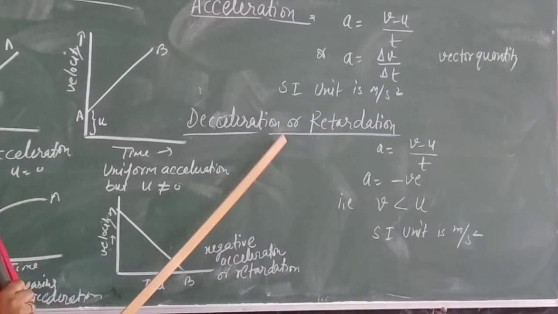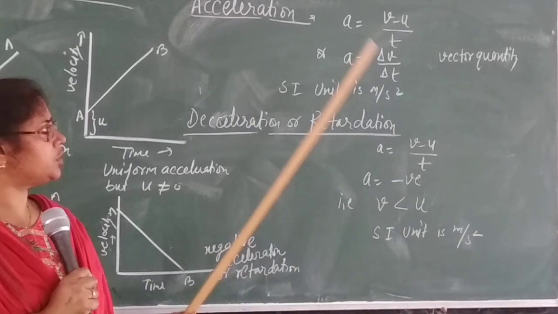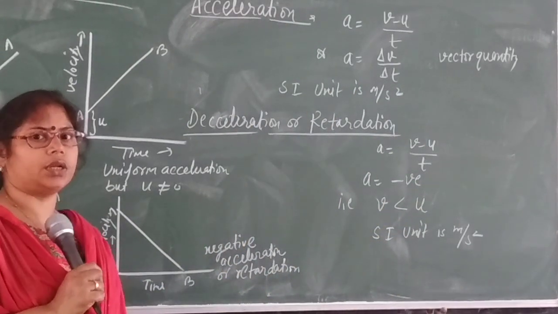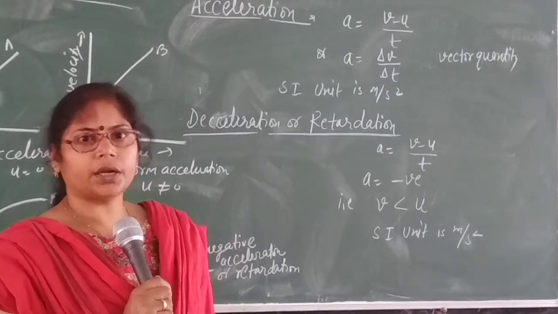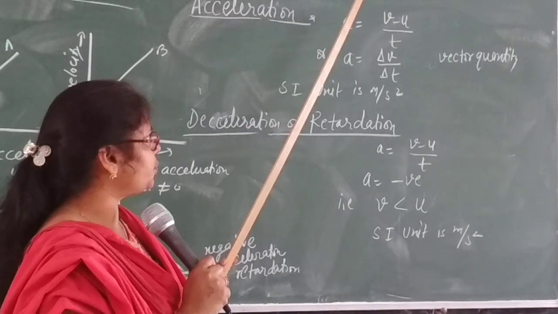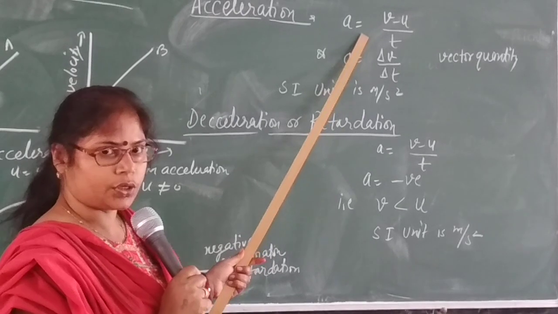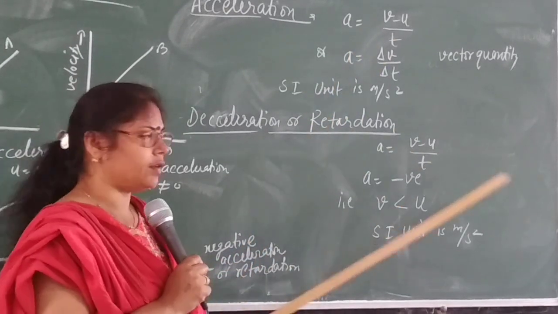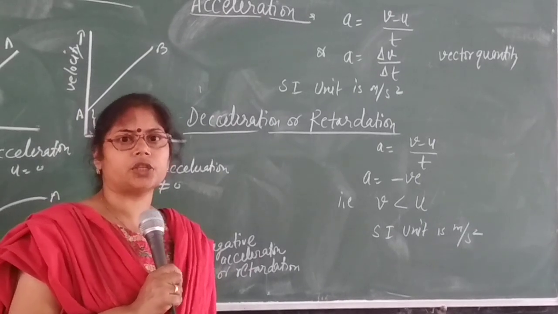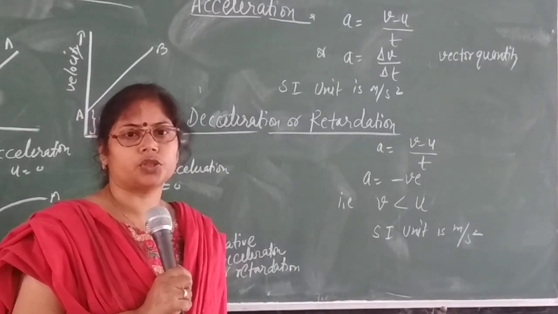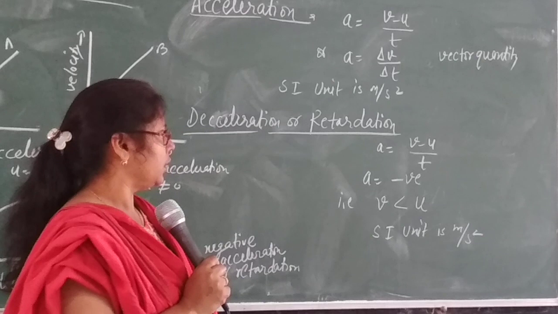Now, deceleration or retardation, the opposite of acceleration. Deceleration means negative acceleration. If acceleration is positive, then it is known as acceleration. If acceleration is negative, like when using a brake, then we retard the speed of vehicles, the speed of a cycle or bike.